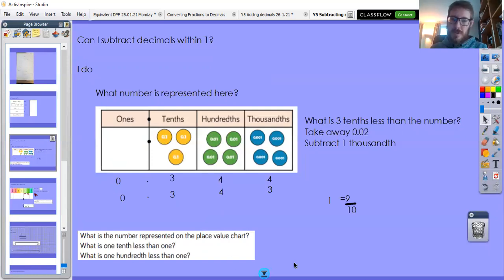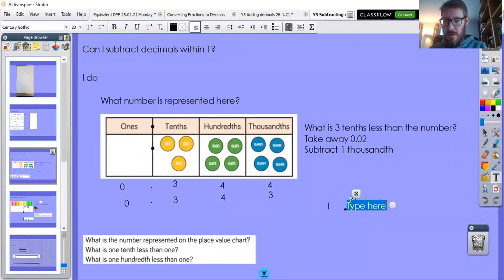And what is 1/100th less than 1? If we're thinking about one whole again, one whole can also be thought of as 100 hundredths. So 1 whole is the same as 100 hundredths. If I take away 1/100th from that, I'll have 99 hundredths. So I'll have 0.99 if I take 1/100th away.